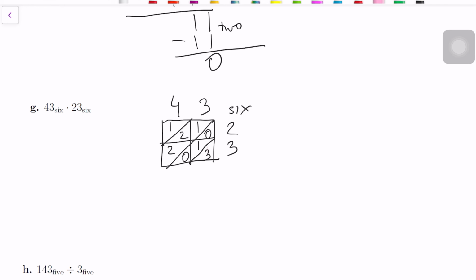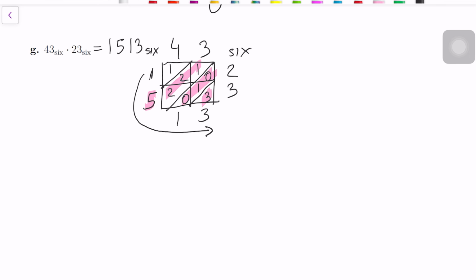And then along the diagonal, you would add. This diagonal will give you 1. This one will give you 5. And this one will give you 1. So the answer would be 1, 5, right? Reading from this way, that way. So that's 1, 5, 1, 3.